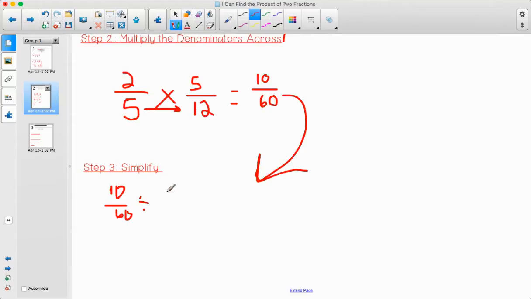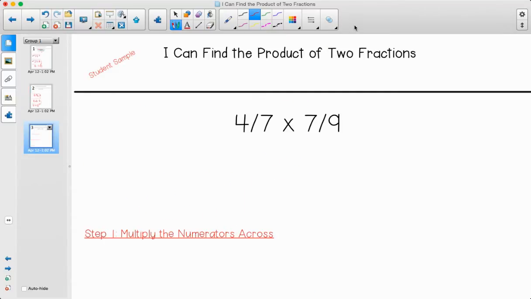Hopefully you said 10. If you said 10, you are correct. If I divide both my numerator and my denominator by 10, 10 divided by 10 is 1, and 60 divided by 10 is 6, which means that 2/5 times 5/12 gives me 10/60ths, but in simplest form, my answer should be 1/6. Go ahead and double check your work, see where you maybe made a mistake, and then we're going to move on to your last sample problem.